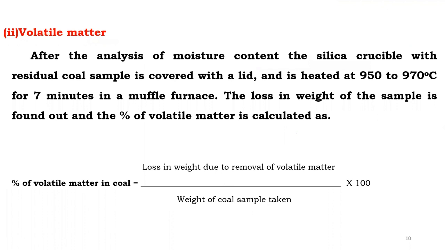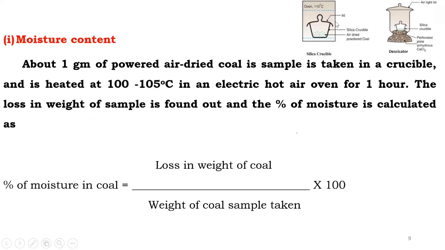Then we'll come to how we'll analyze. So we have seen these images. What are these images? These images are called a desiccator. What does this desiccator mean? This is a closed system. Actually, we do not require it, but anyway, it is here, so I'll try to explain it.